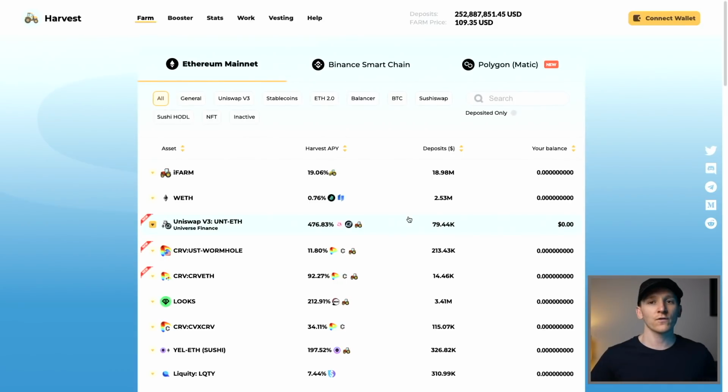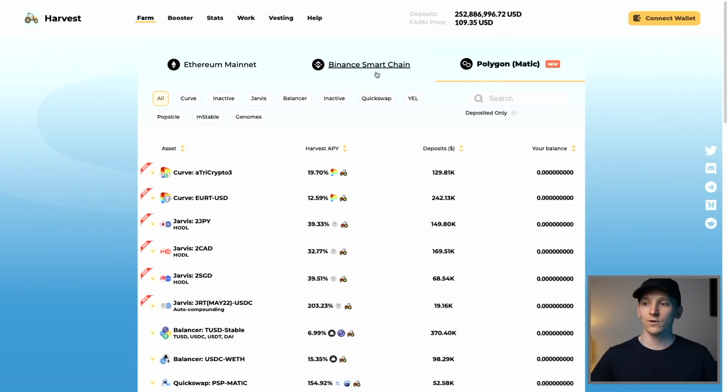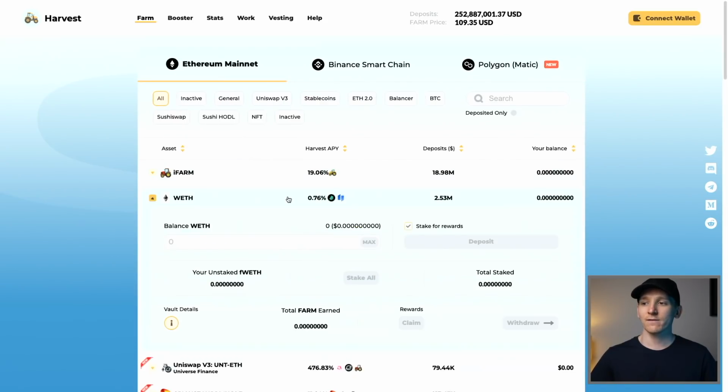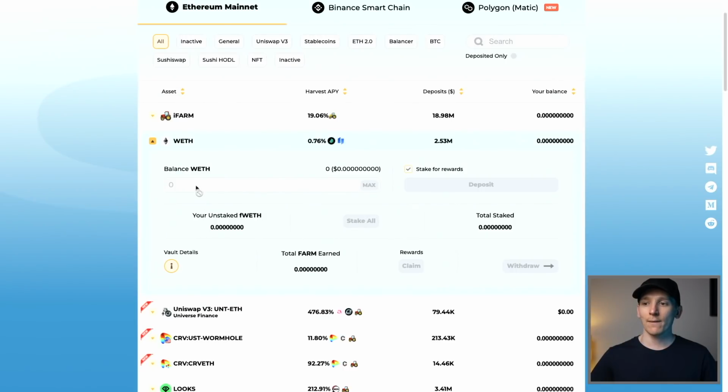And then you have Harvest.finance, which is essentially the exact same thing. It's on Ethereum, it's on Binance Smart Chain, and it's on Polygon Matic. So you can have a look at some of the pools, and you can easily invest in these right from the app. If you have wrapped ETH, you can link up your wallet, stake it right there, and it will do it for you automatically.